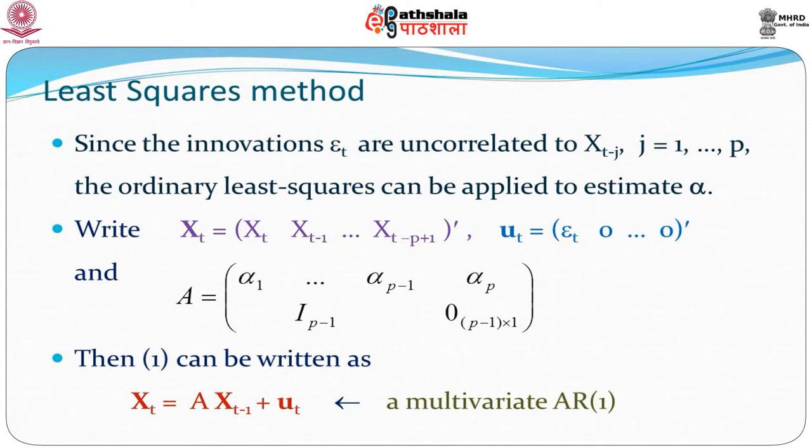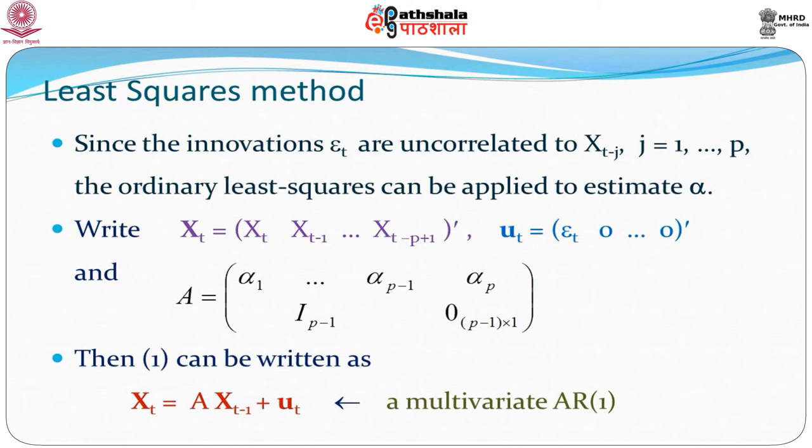While the remaining elements would primarily be identities, in the sense that on the left hand side we'd have X_{t-1} equal to X_{t-1} on the right hand side, etc. So we can always write the model in this form, and we call it a multivariate AR(1) model. We need not be too bothered about multivariate models, but you can see that this is a one step model and U_t are the errors.